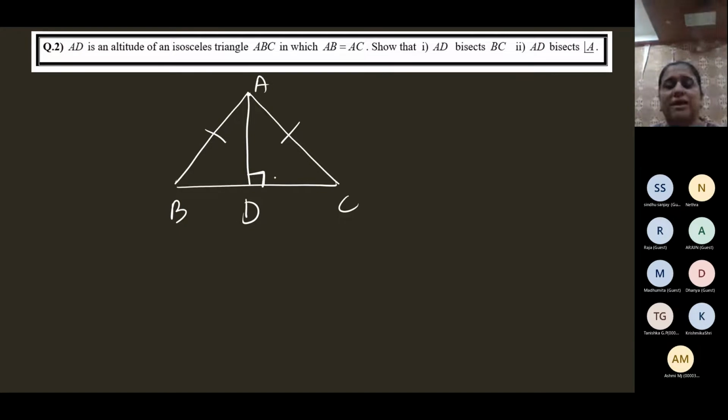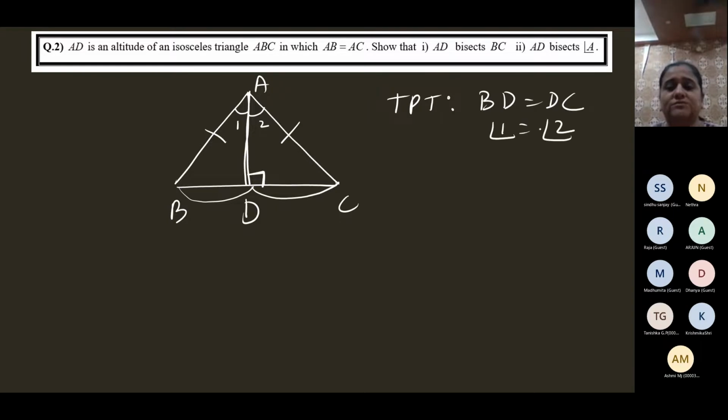Show that AD bisects BC. Bisects BC meaning you should show that BD is equal to CD. And AD bisects angle A. Bisects angle A, so show that angle 1 is equal to angle 2. So this is what you'll have to prove: that BD is equal to DC, and that angle 1 is equal to angle 2.